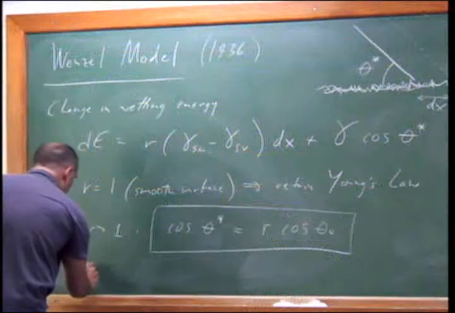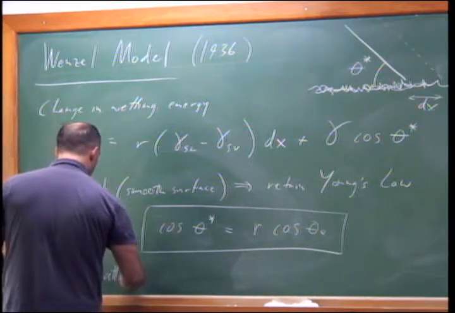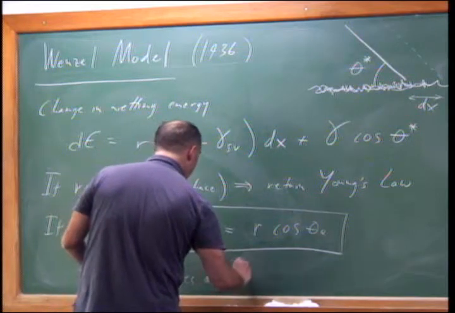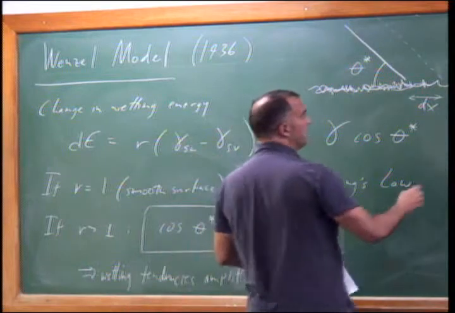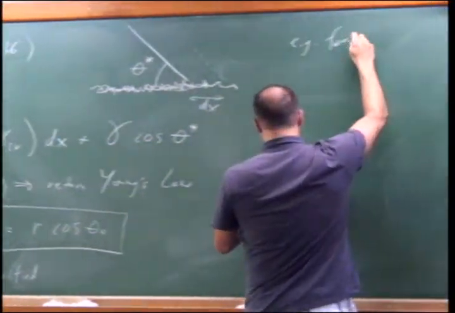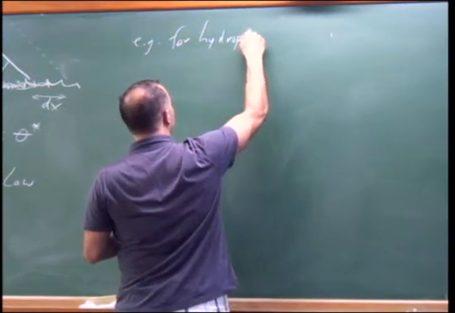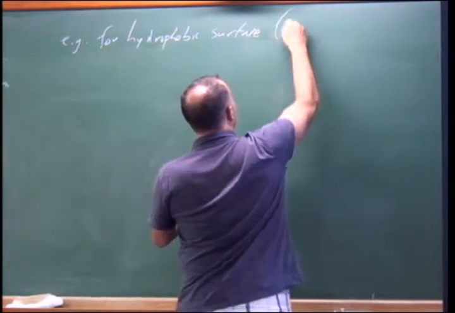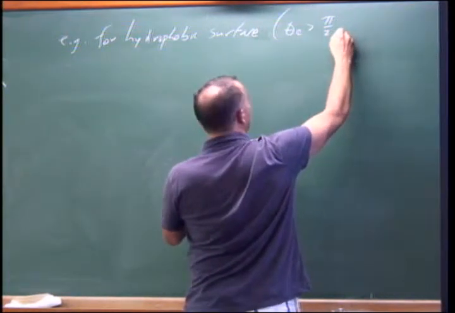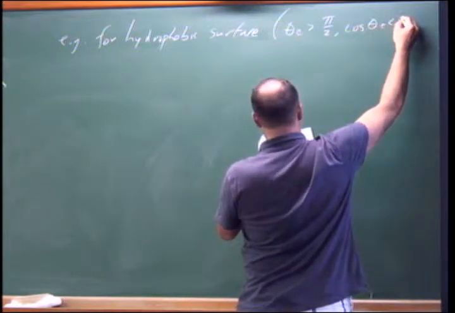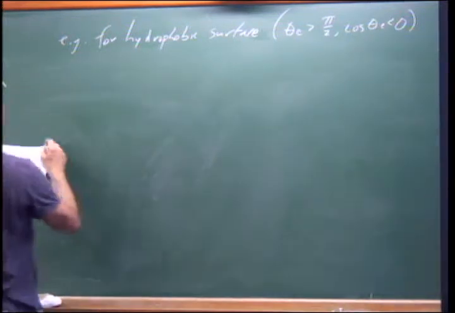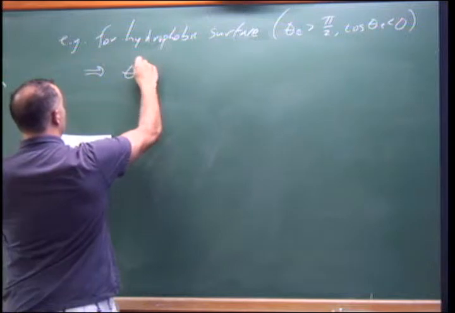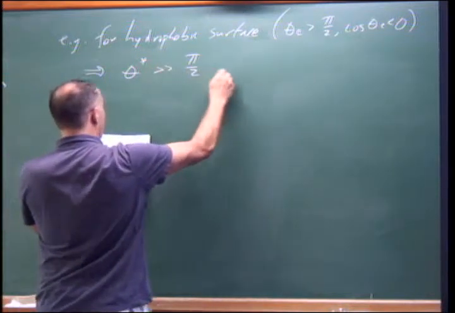So for example, if we have a hydrophobic surface, so imagine we have a waxy surface as we have oftentimes in nature. So we have a waxy surface for which the equilibrium contact angle is greater than pi by 2. So cos theta E is less than 0. Then you get theta star is much greater than pi by 2 for large R.